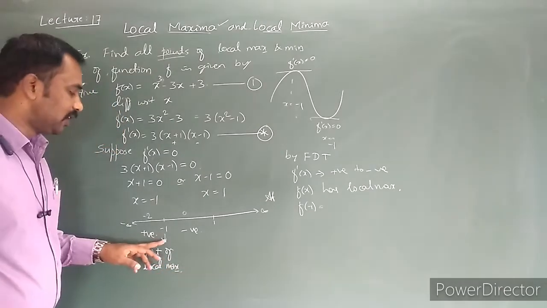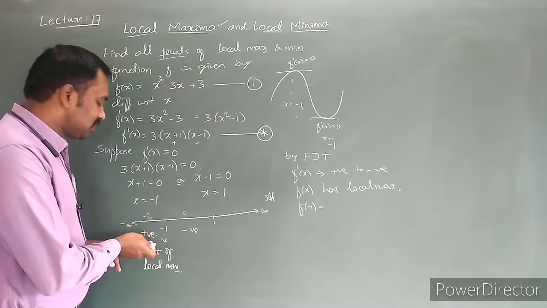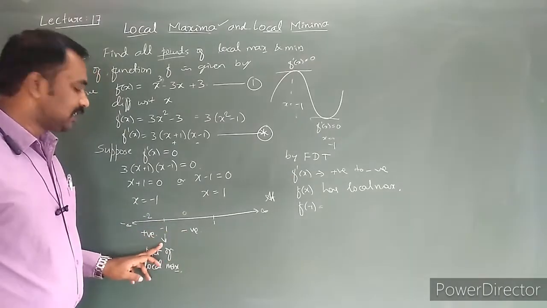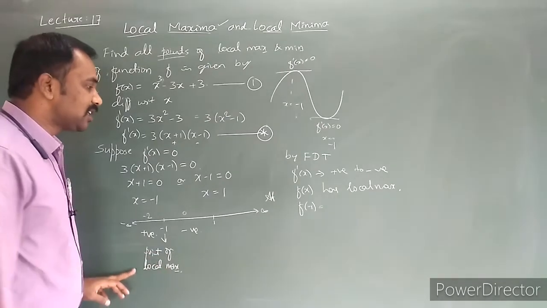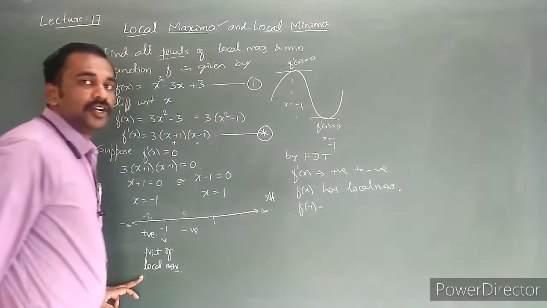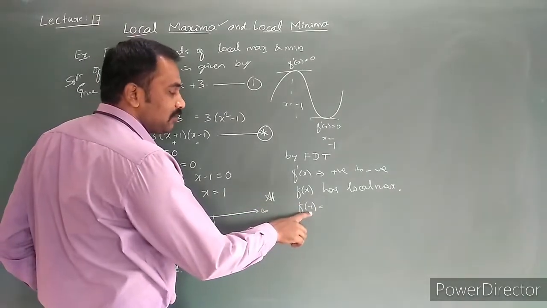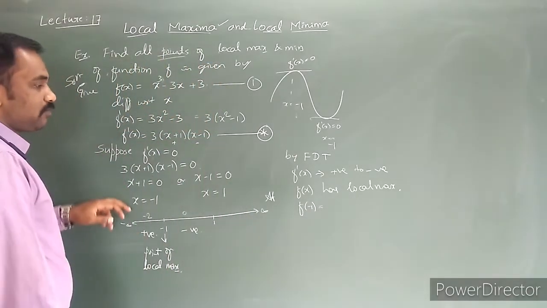At a point, if f dash changes the sign on the left hand side and right hand side of the point from positive to negative, it is the point of local maximum. If it is the point of local maximum, then f of that point is said to be a local maximum. So f of minus 1 is the required local maximum. What is f of minus 1?